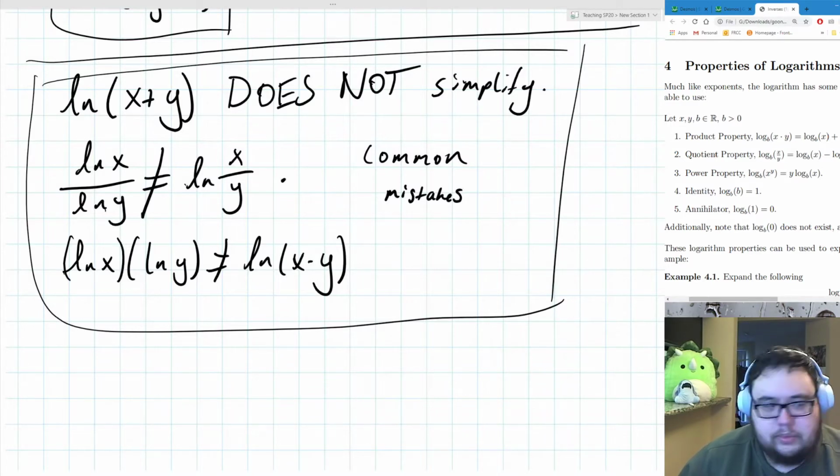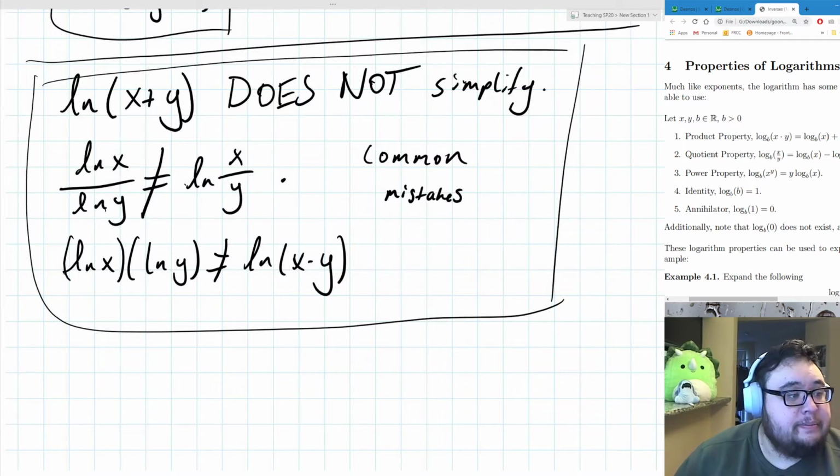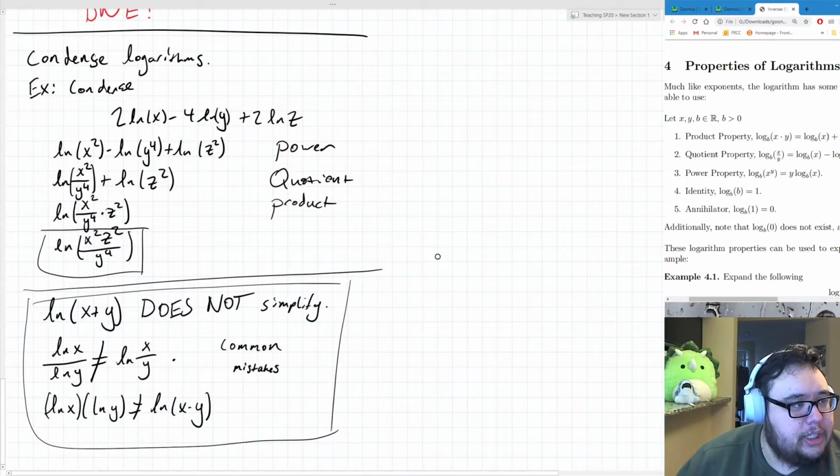All right. I think that is probably enough content for today. Does anybody have any questions about the properties of logarithms that we went through, expanding and condensing them, evaluating simple logarithms?